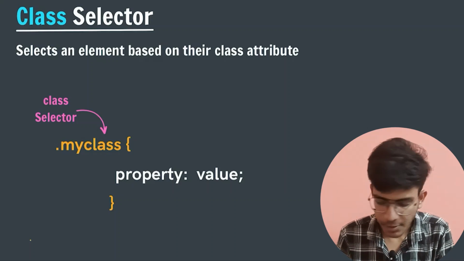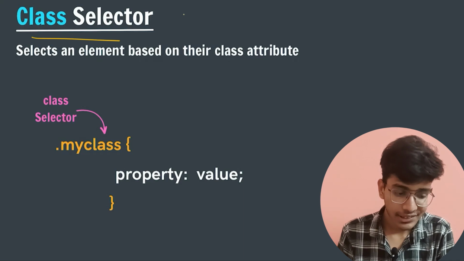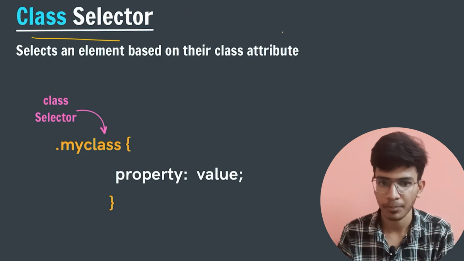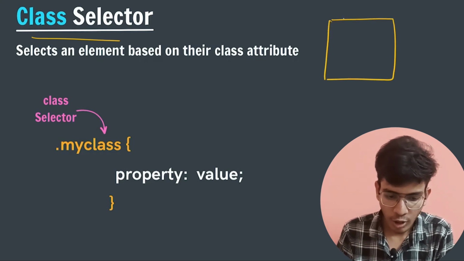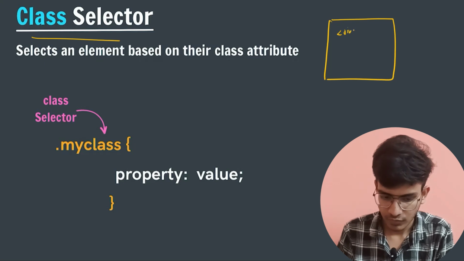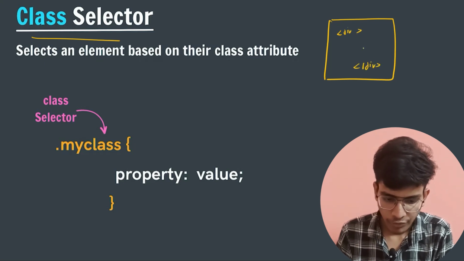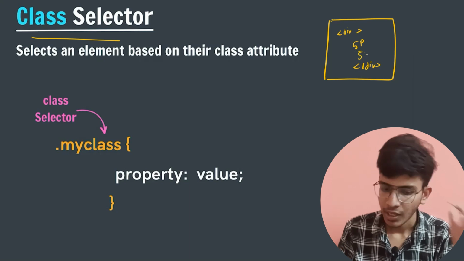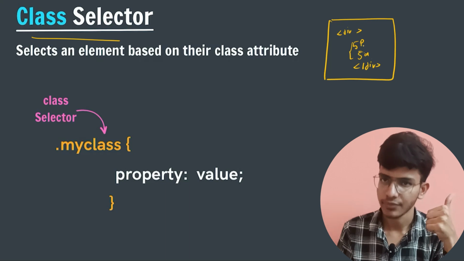Now there is a concept called the class selector. To understand the class selector, let us take an example. Let's say that I have created a document, and in that document I have a div, and in that div I have 5 paragraph tags and 5 anchor tags. So I have a total of 10 elements within this div.